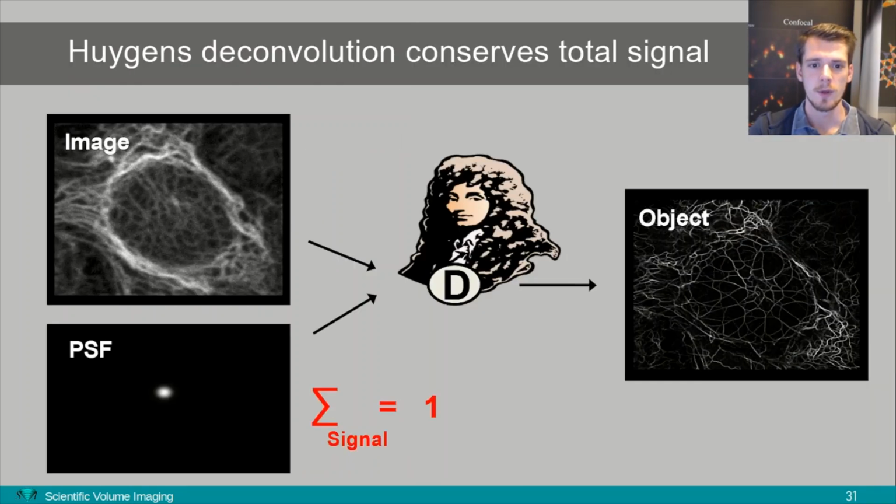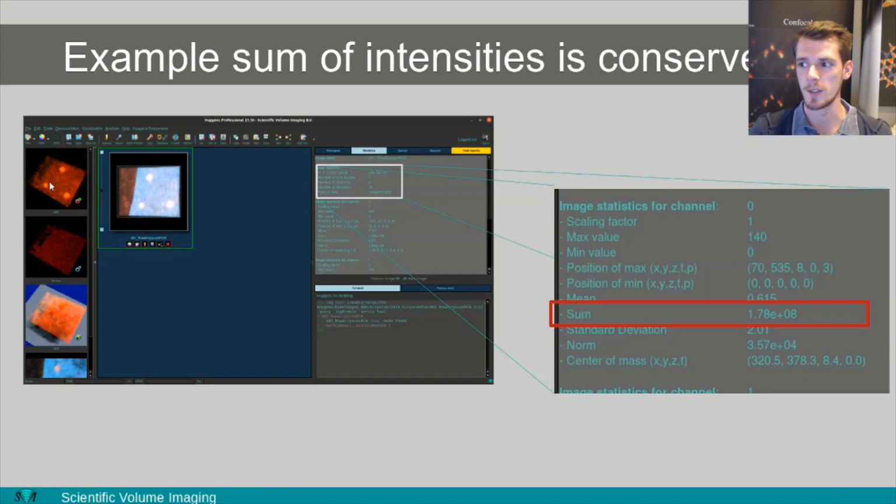So it is important to note that Huygens deals with normalized PSFs. So the sum of the signal for your PSF is 1. And this means that we conserve the energy. As mentioned, after deconvolution, you want to do analysis. But before you get to that, make sure to check your images both before you have done your array scan or array detector processing and after.